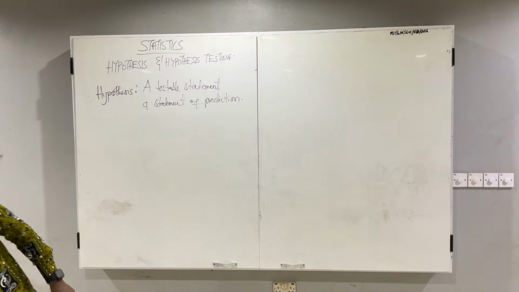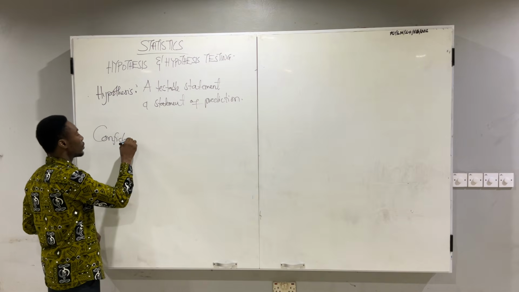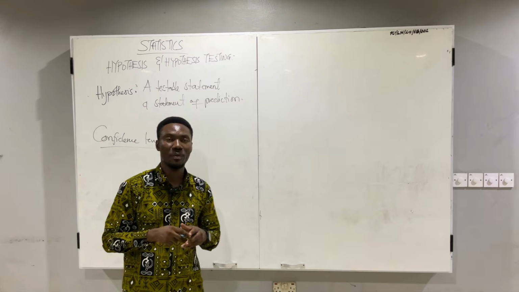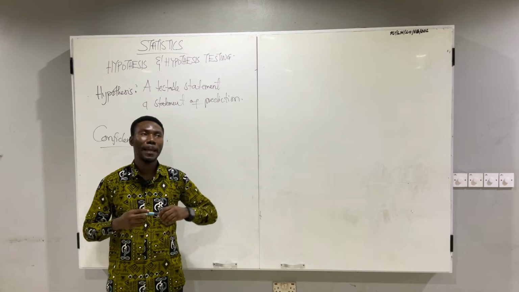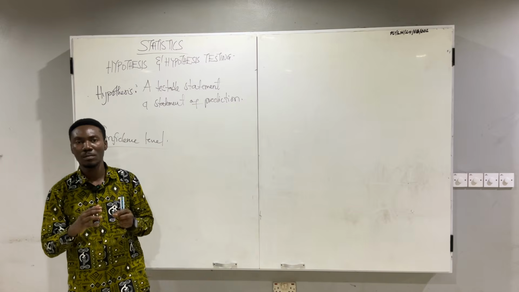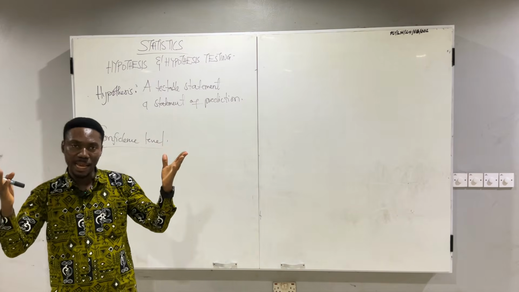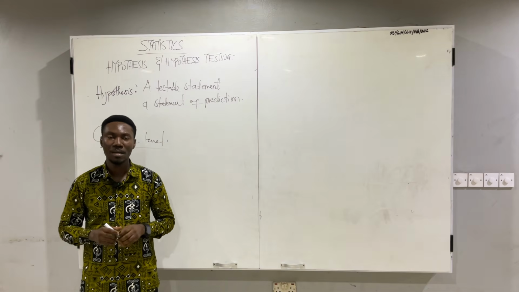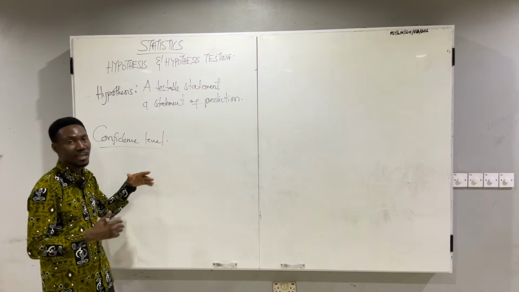Now let's look at a concept we call confidence level. When we say confidence level, it simply means a measure of how accurate a statistical result is. It gives us an idea or probability of how accurate a statistical result is, or how accurate a statistical procedure or method is. That's the confidence level.